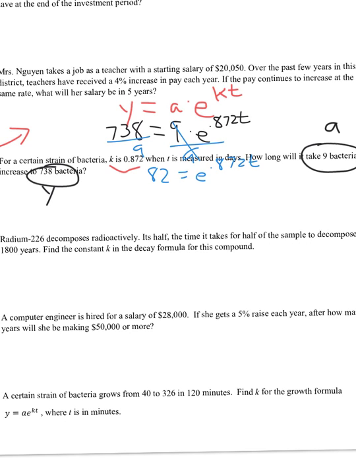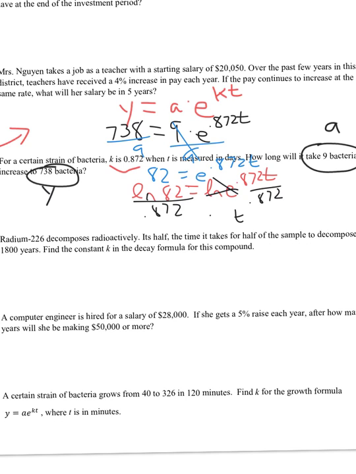Now we're trying to solve for t, which is up there in the power of that base e. We're going to do natural log of both sides. So ln of 82 equals ln of e to the 0.872 t power. Now remember, why are we doing that? Because that cancels out. So I really have 0.872 t is equal to ln of 82. Well, we're going to divide by that 0.872 on both sides.